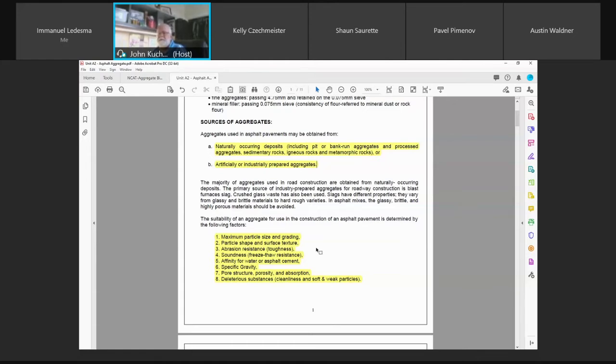Particle shape and surface texture. Round, smooth marbles, no good. We want cubical, okay? The width, the breadth, and the depth, almost the same. Ratios of 1 to 1 to 1. You don't want long slivers, elongated aggregate. You want cubical aggregate. But you want sharp, angular edges, and we'll look at that. And you want a rough texture. You don't want to have smooth.